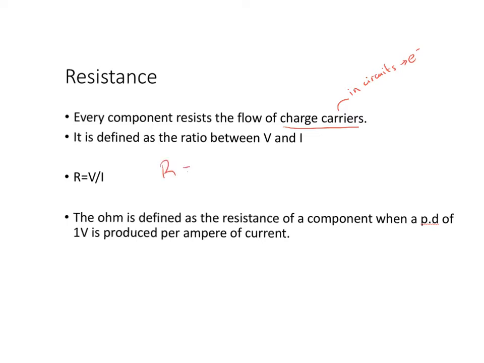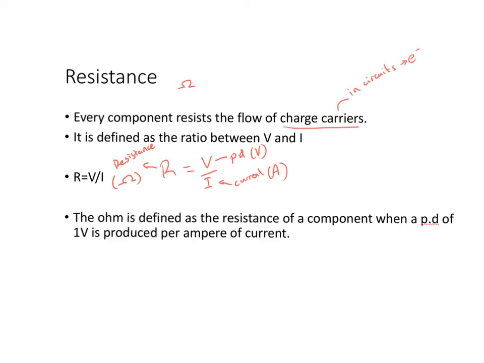So R is equal to V divided by I, where R stands for resistance. Resistance is measured in ohms. It's a capital omega, a capital Greek letter omega. It's like a head with no neck and the shoulders. Then you have potential difference, which is measured in volts, and you have current, which is always measured in amps. Any other units need to be converted to these units, which are the ones used in the equation.